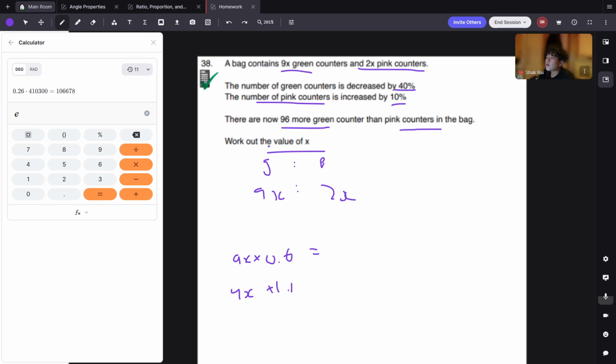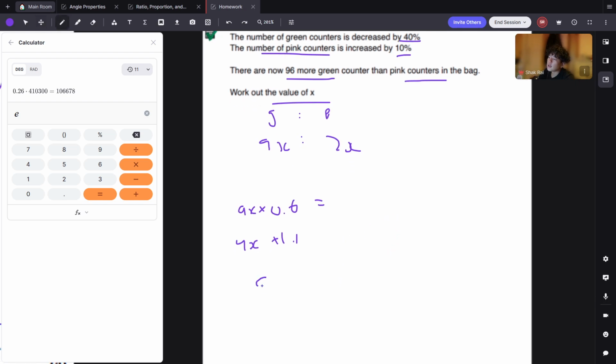So there are now 96 more green counters than pink counters in the bag. So 9x multiplied by 0.6 minus 2x multiplied by 1.1 equals 96. We need to work out the value of x.